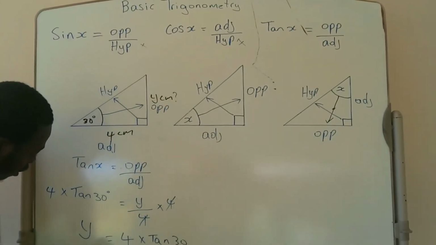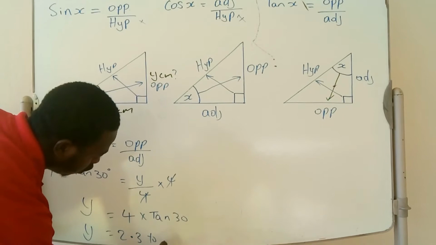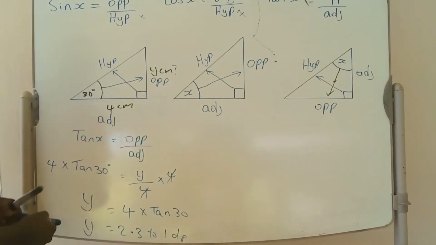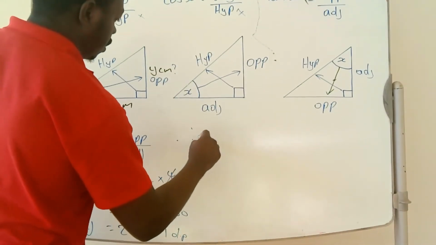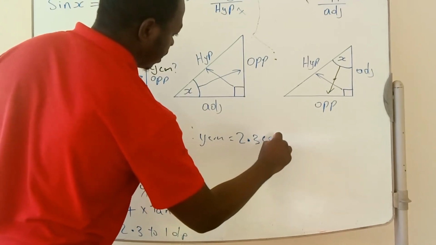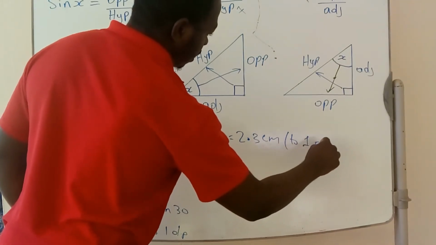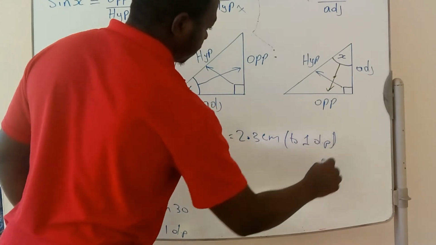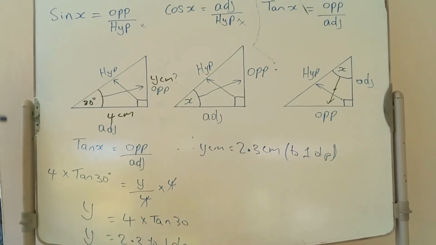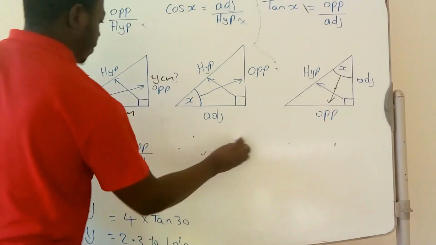Which is equal to 2.3 to 1 dp. And that's how you would find the length here. So the length of y, so therefore y centimeter is equal to 2.3 centimeter. And this is correct to 1 decimal place. Right? And that's how you would do it. So that's how you would use the ratio there. Now let's look at another case.